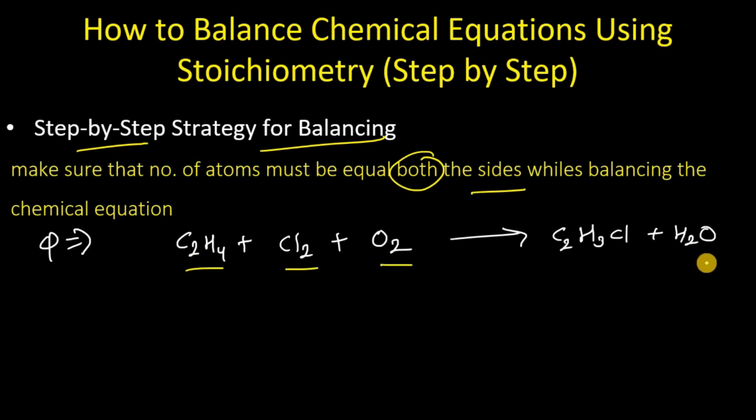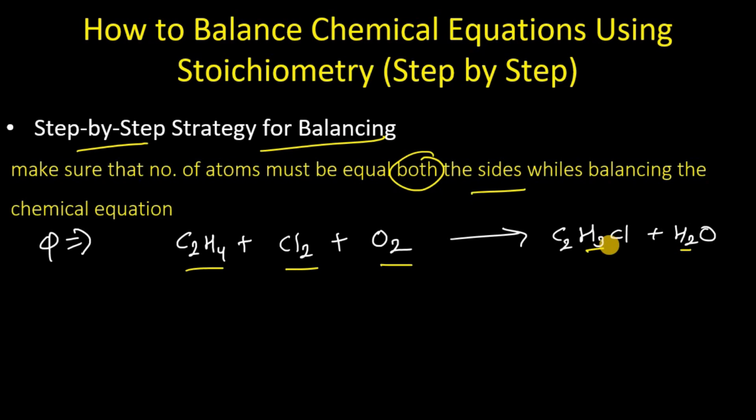First of all, is this equation balanced right now? No, this is not balanced. How can we say that? If you see the number of hydrogen atoms, on the product side it is 3 plus 2, 5, but on the reactant side it is only 4. Just for the example. And the number of atoms of chlorine on the reactant side is 2, but on the product side 1. So we will balance this equation. Now let's see how we can balance it.